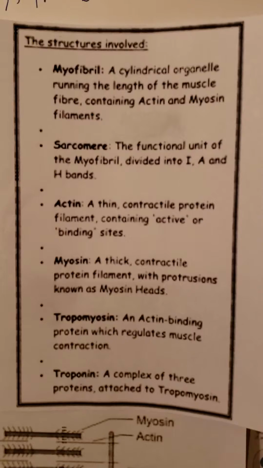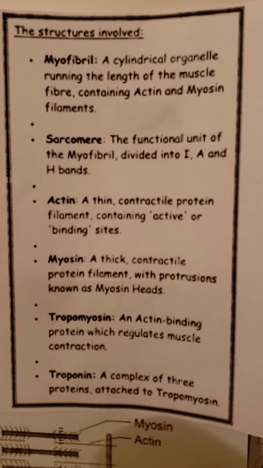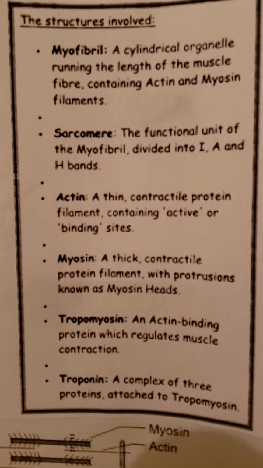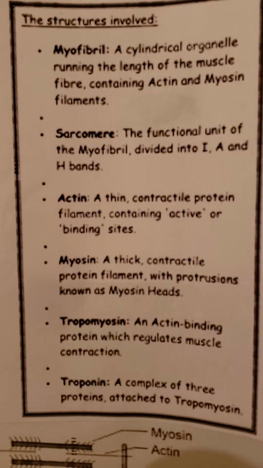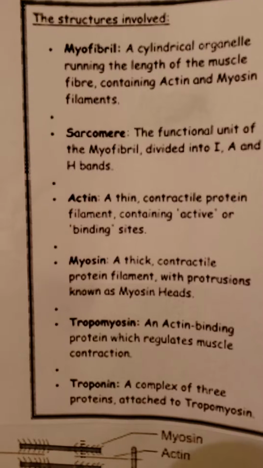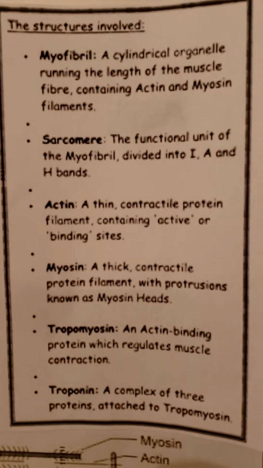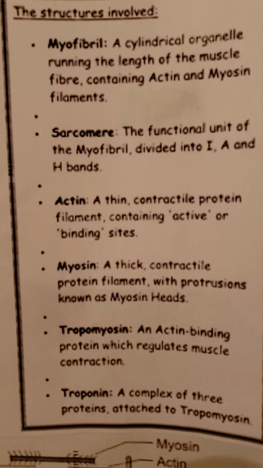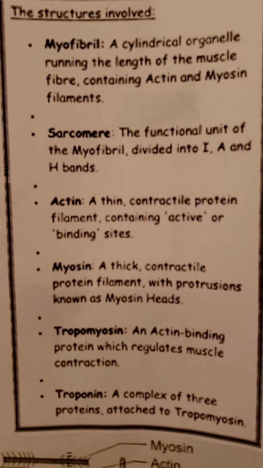First, let's go over the structures involved. Myofibril is a cylindrical organelle running the length of the muscle fiber containing actin and myosin filaments. Sarcomere is the functional unit of the myofibril divided into I, A, and H bands.